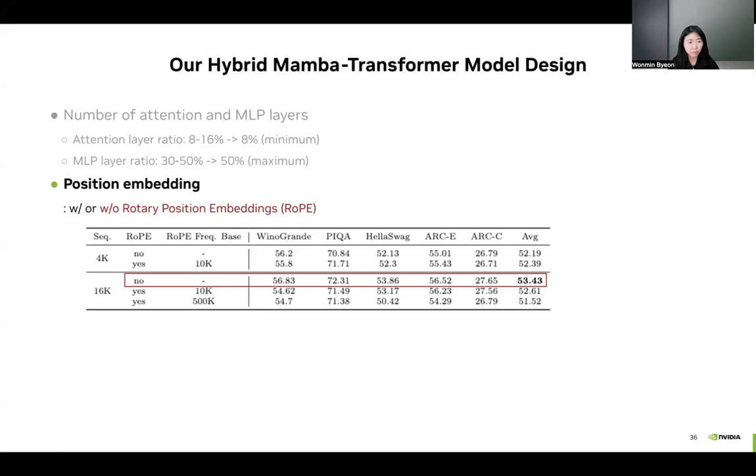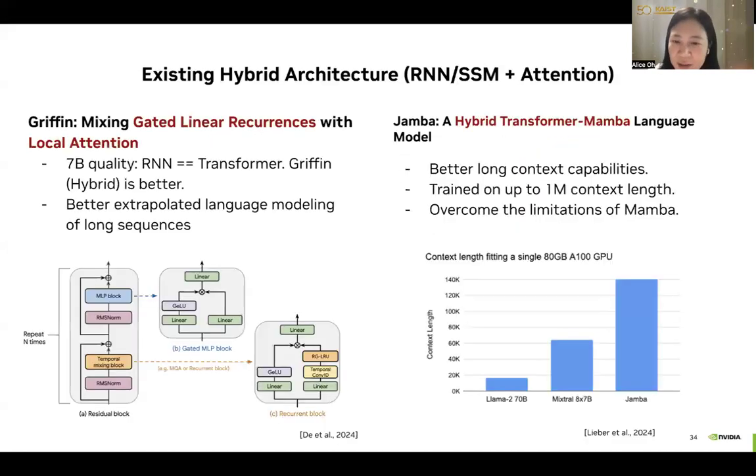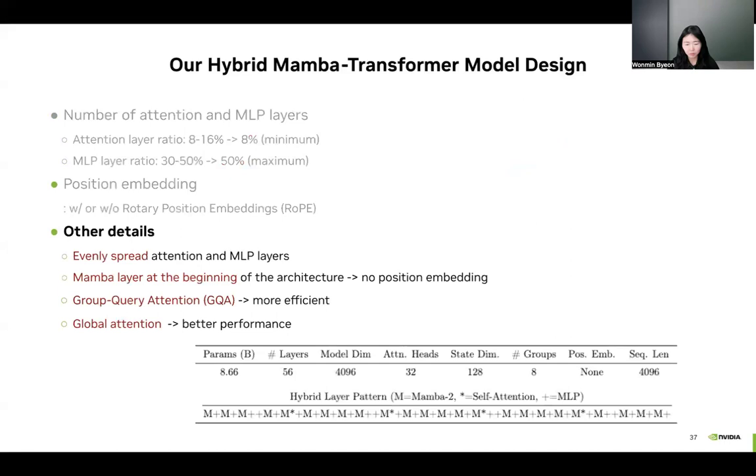No problem. Okay, there is a question in the chat. How did you determine the position of the transformer layers in the hybrid model? You mean the position of the attention and the MLP layers? I think so. Yeah.